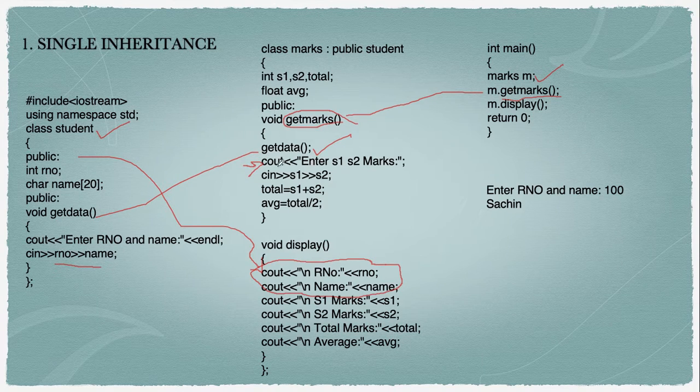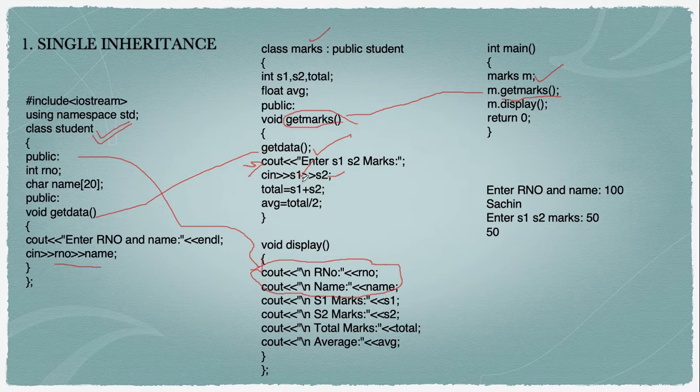It will show enter S1 and S2 marks. Then the user will give the marks, and those marks will be stored into S1 and S2. Just check this: the roll number and name we entered are stored in student class variables, and the values S1 and S2 we entered are stored in marks class variables, two different class variables.